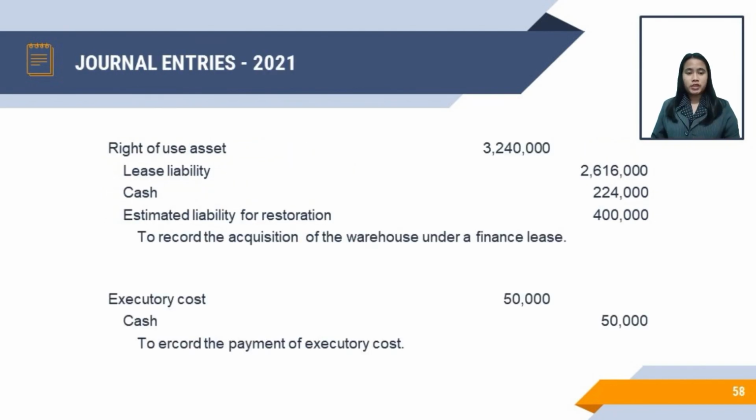This is our journal entries for 2021. We have to debit the right-of-use asset, yung kinompute natin kanina, na 3,240,000. And we have to credit the lease liability of 2,616,000 and to credit cash as well of 224,000. And estimated liability for restoration of 400,000. This is to record the acquisition of the warehouse under a finance lease. Next journal entry would be to debit executory cost of 50,000 and to credit cash for 50,000 as well. This is to record the payment for the executory cost.